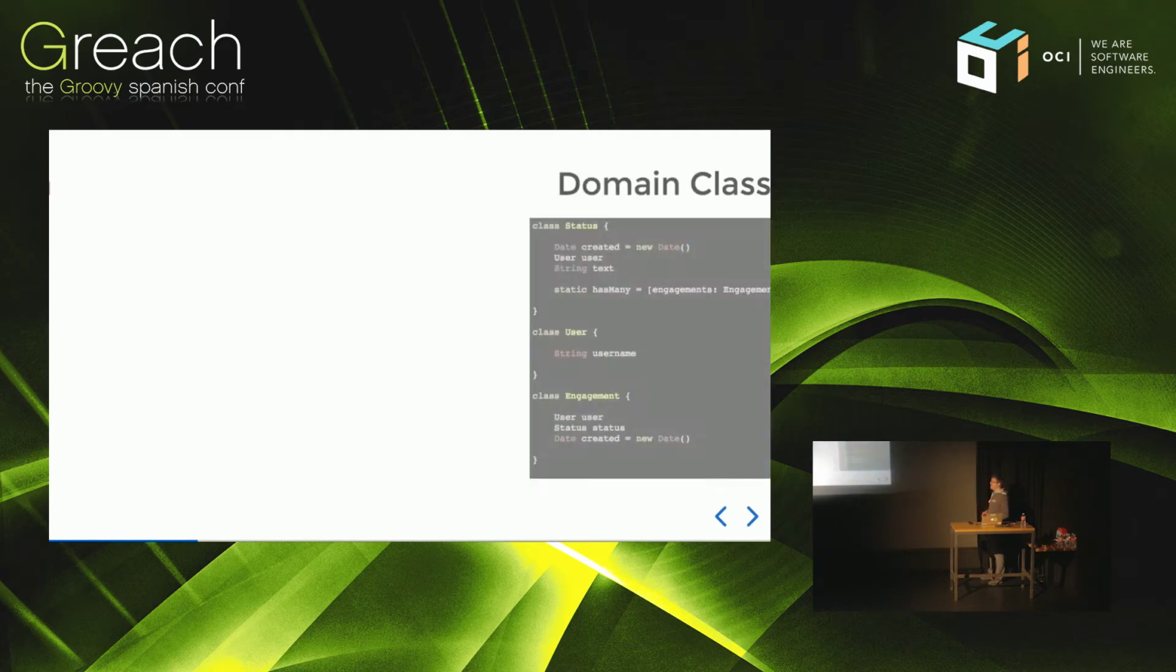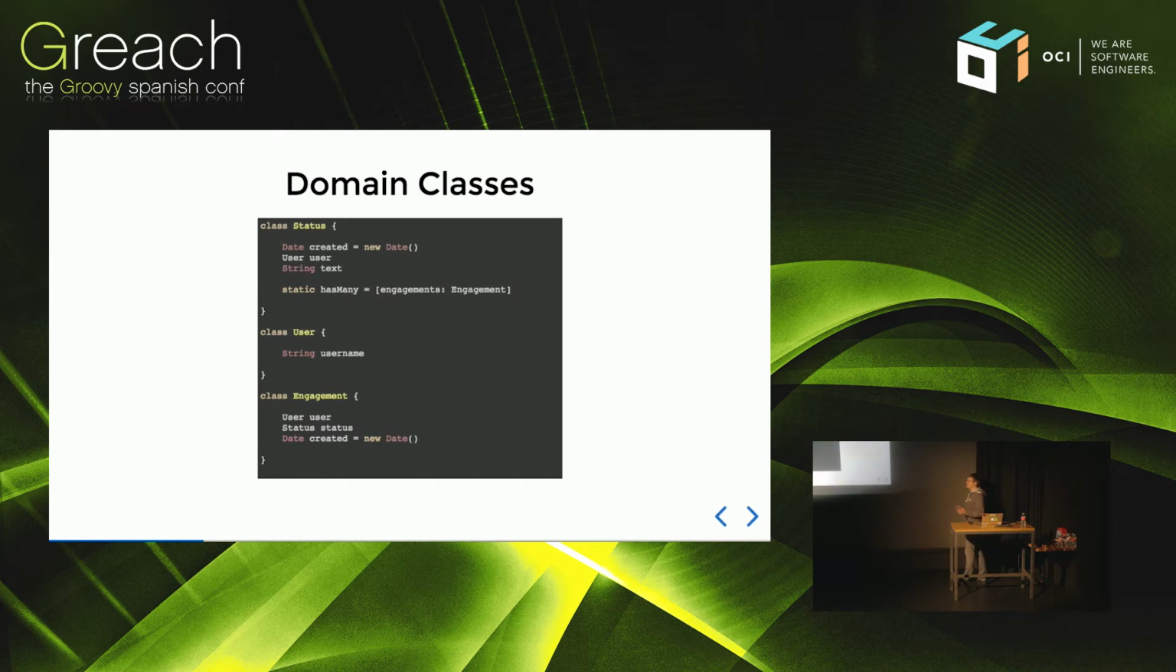It has a pretty simple domain model. We have a status, a kind of tweet, with a created date, a linked user, and text, and it has some kind of engagements, like likes or retweets or whatever you want to call it. We have a very simple user with a username, and we have engagements, which are this kind of likes. But don't call your Grails domain class Like or anything which is a SQL reserved word. It won't end up well. So that's the reason we have engagements instead of like.